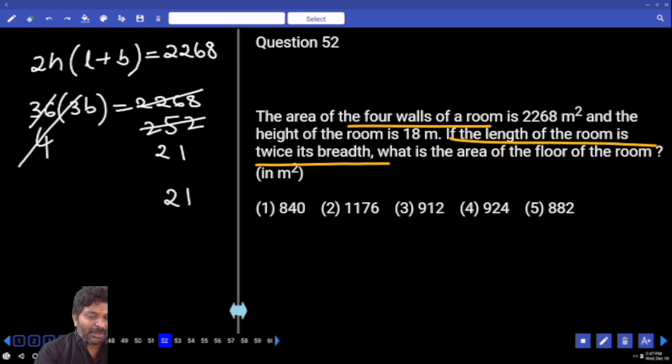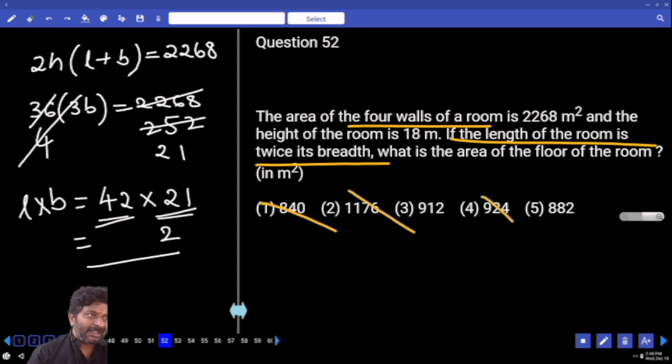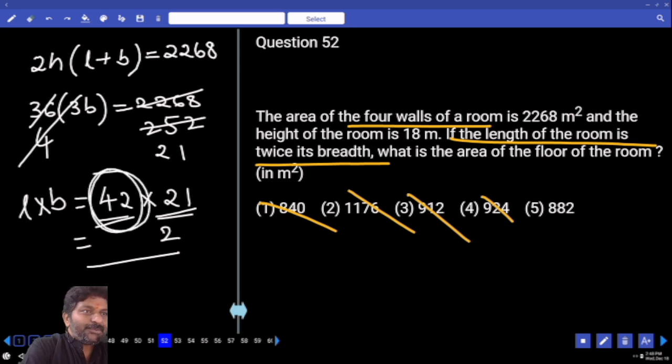If B is 21, length is twice of it, which is 42. Then area of the rectangle or area of the floor. They asked for floor area. How many options are there? 42 is a multiple of 3, 21 is also a multiple of 3, product is a multiple of 9. Can it be the third option? Fifth, final. Can we think of 42 as 2 times 21? Into 21 is there. 21 square, 441, double.